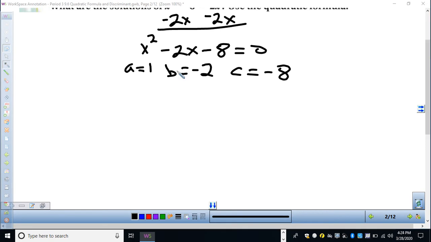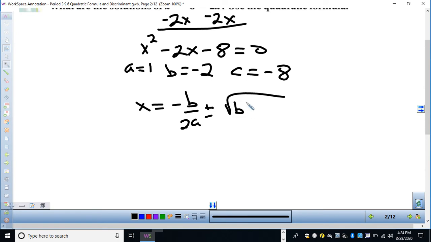I recommend writing that quadratic formula a bunch of times. Even though we are in this crazy online environment for the foreseeable future, you're still going to have to memorize these formulas for the years that you're taking math classes. This is a formula we expect you to memorize. So we have negative b over 2a plus or minus the square root of b squared minus 4ac over 2a. So we're going to plug the a, b, and c terms into this equation.